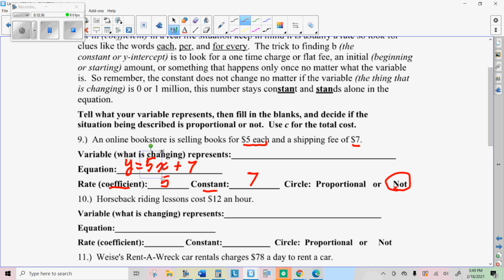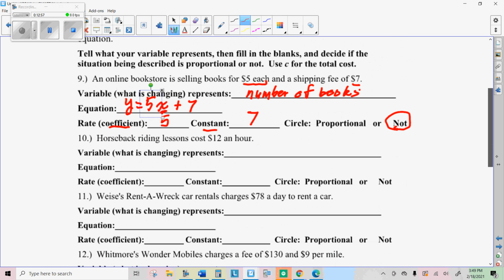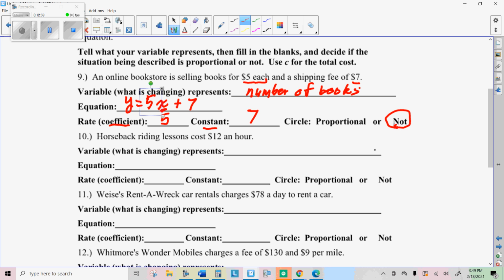Now, we have to think about what this x stands for. Well, it's 5 times x, so that means the x is standing for how many books we buy, so the number of books. And then y stands for how much all the books are going to cost plus the shipping fee. In other words, the total charge.